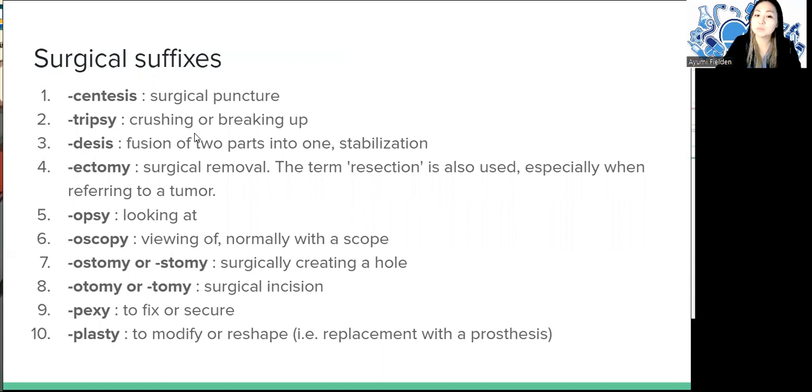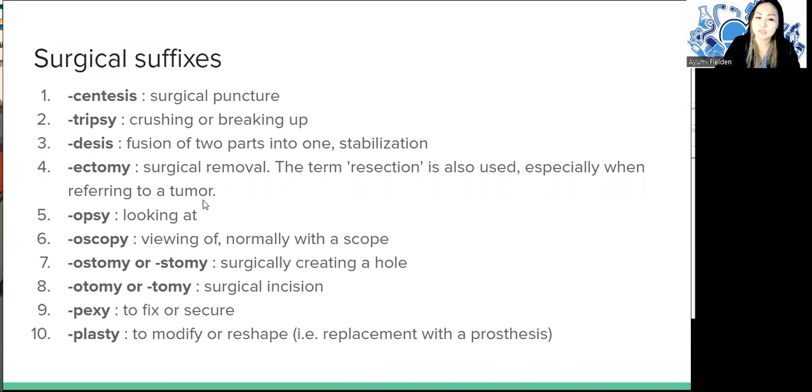Ectomy, that's removal. So let's talk about craniectomy and craniotomy. That tiny little difference means a huge thing. Craniectomy, meaning that's your cranium, right? That is your skull. We removed a portion of the skull, versus craniotomy, meaning a surgical incision into the cranium. So that's a huge difference.